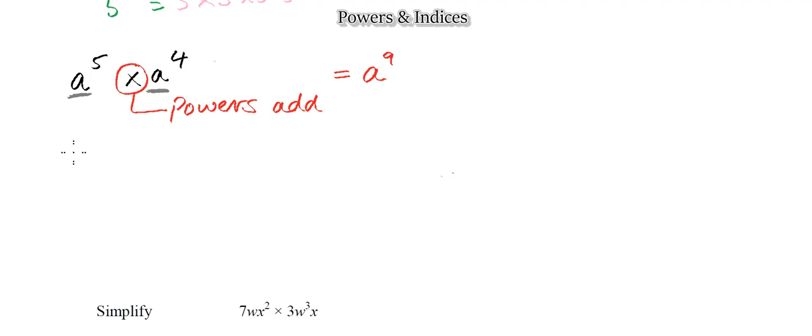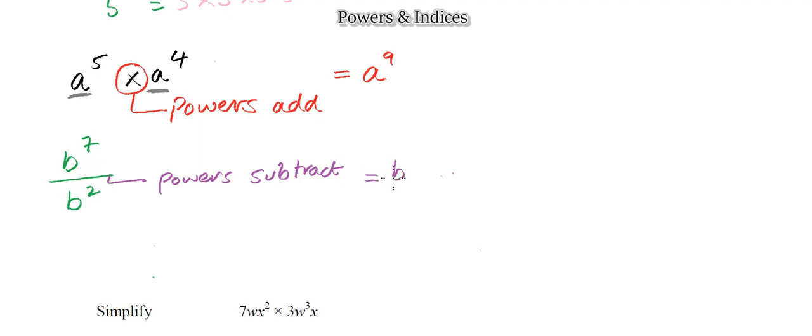Let's say I have a division now. So let's just make that B. We can use any letters. That's the beauty of algebra. Use any letters. So let's say I have B to the power of 7 over B to the power of 2. Now in division, my powers subtract always. So in there, my answer would become B, again the base will stay as it is, 7 take away 2, that's 5. B to the power of 5.